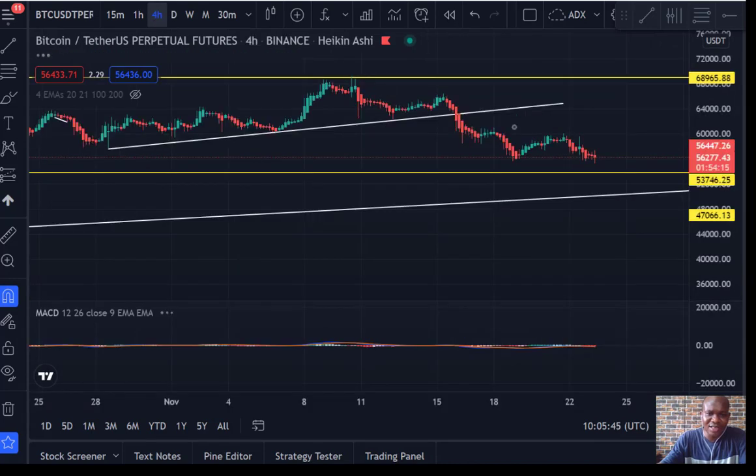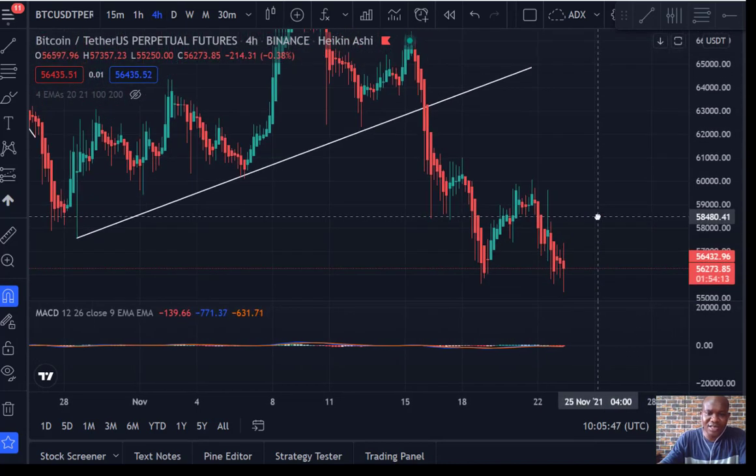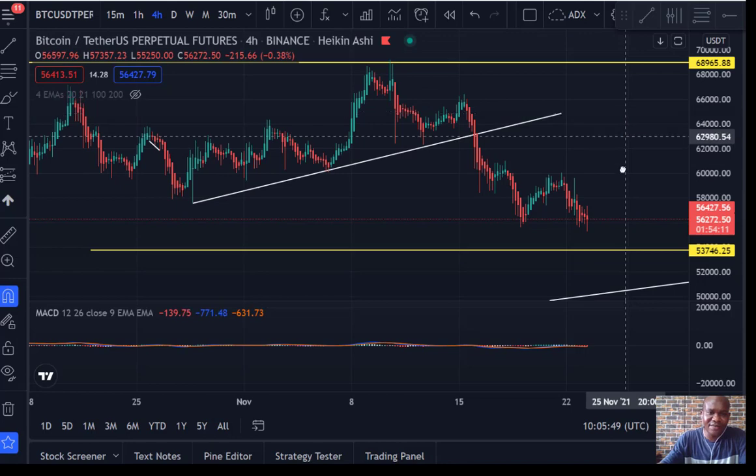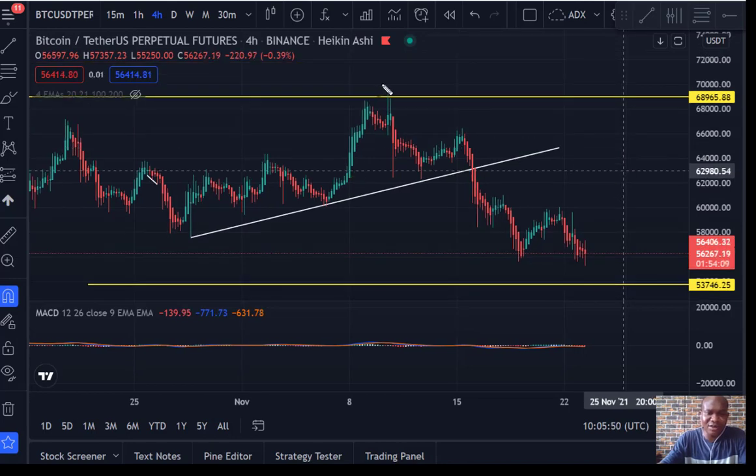Let's go down to 4 hours. Just pay attention to these guys. You can see that the market is actually giving us a five-wave move down. This is 1, this is 2, this is 3, this is 4, and this 5 is coming. I expect this 5 to touch the 53,000 range. It's after reaching this point, the 53,000 range, guys, that we will expect a bounce up.